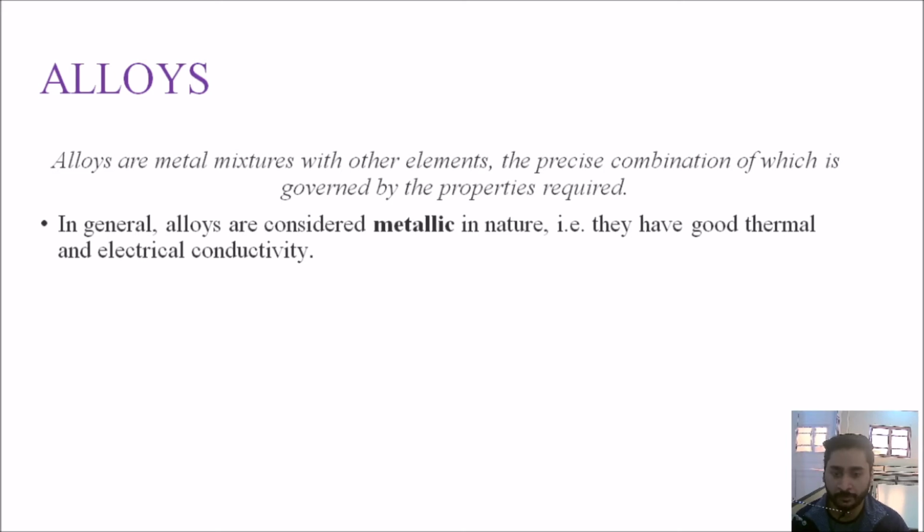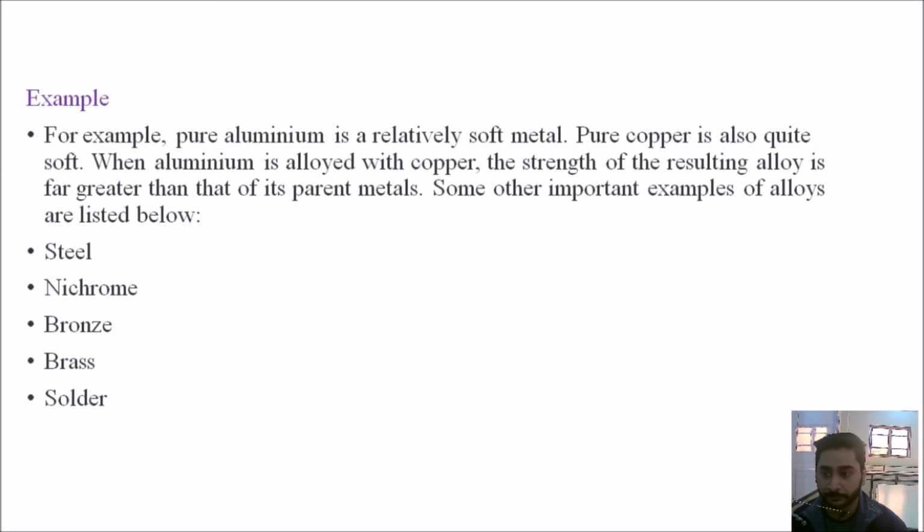What do you mean by corrosion? You keep it in the air, it's not going to rust, it's not going to corrode. And it has more life, it is more durable. So that is the reason we make alloys. Let's look at a few examples that we use in our daily life. We have steel, nichrome, bronze, brass, and solder. All these are the examples that we use in our daily life.